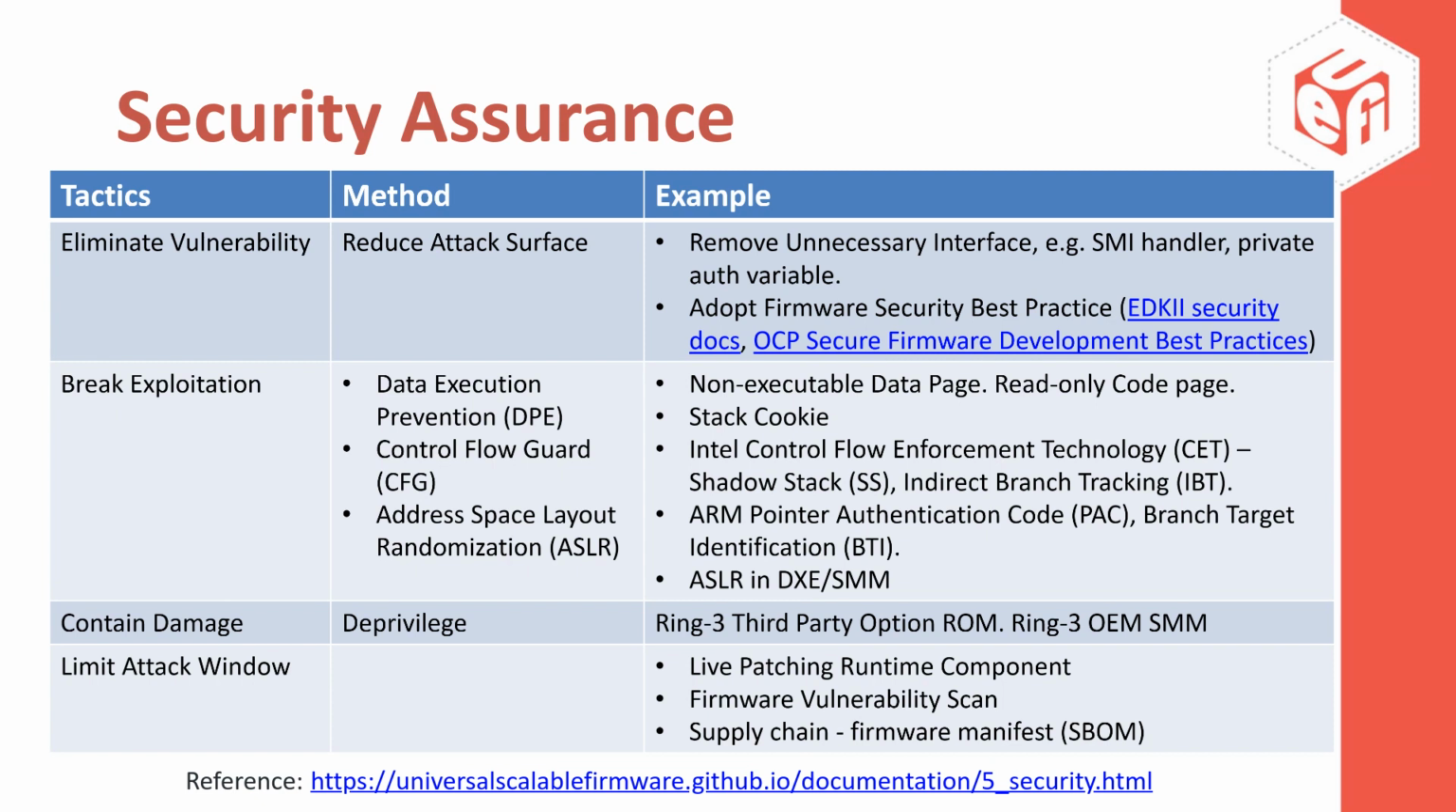CPU hardware is adding feature to provide control flow guard. For example, the Intel CPU adds the CET support named the shadow stack and the indirect branch tracking. ARM CPU has a similar feature called pointer authentication code, PAC, and the branch target identification.